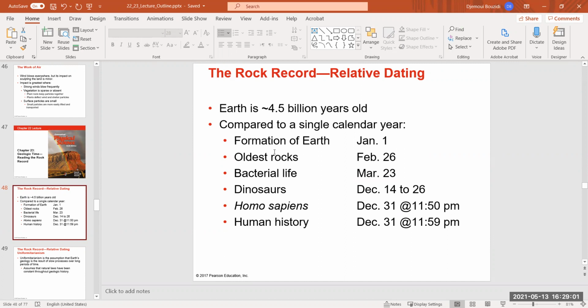Anyway, let's compare the Earth's formation to 1 year. Let's say, for example, the entire Earth is formed in 1 year. So on January 1st, it was formed. The oldest rocks that were recorded and dated are from February 26th. So we have no clue what happened between January 1st and February 26th. Bacterial life showed up around March 23rd. So we're still basically at the end of the winter.